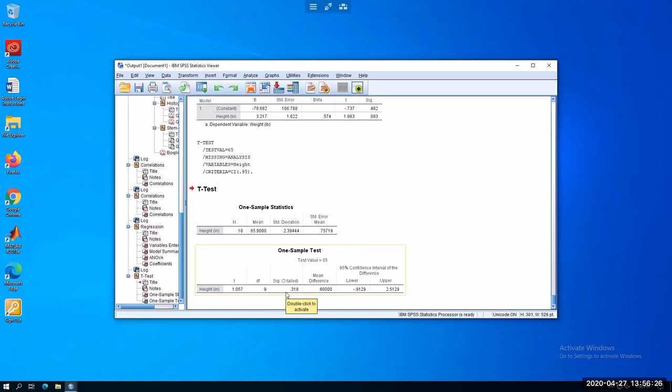And finally, we have p-value. This is p-value significance, and that is calculated from t value and degrees of freedom. In our case, this value is 0.318. Also here, we see that mean height of our subjects is 65.8. We're actually comparing this mean with some known value, and we chose it to be 65. There are three different ways to determine if our test is significant or not.